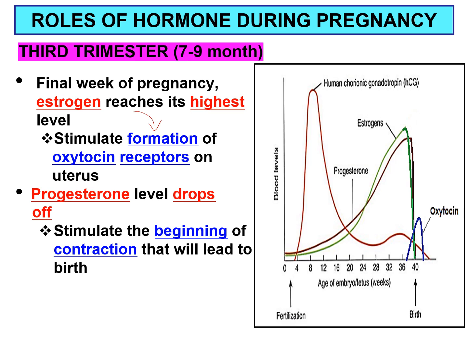So, as the estrogen level is the highest, the progesterone level will drop. The drop of the progesterone stimulates the beginning of contraction that will lead to birth. The beginning of contraction is the first painful contraction that the mother feels before giving birth, which is the clue that the labor is beginning.